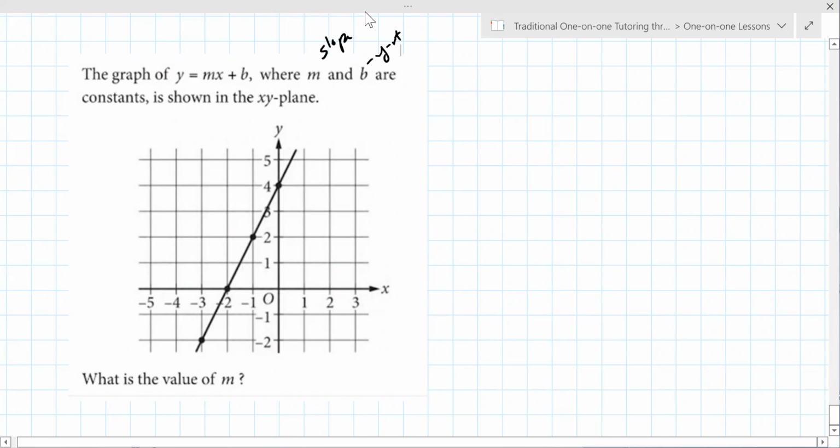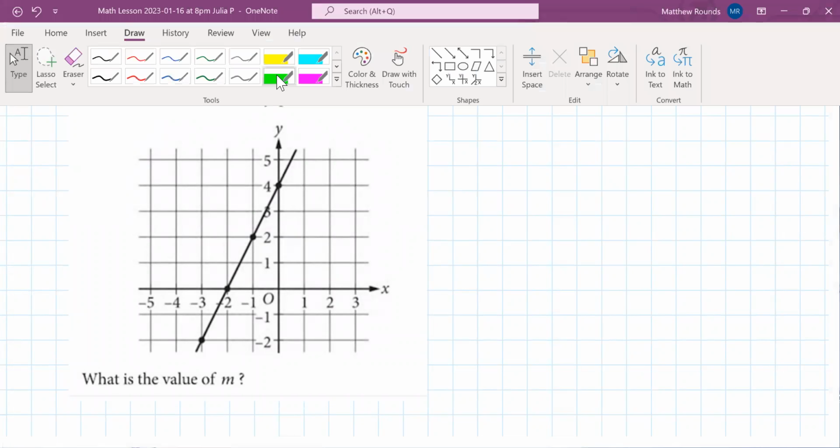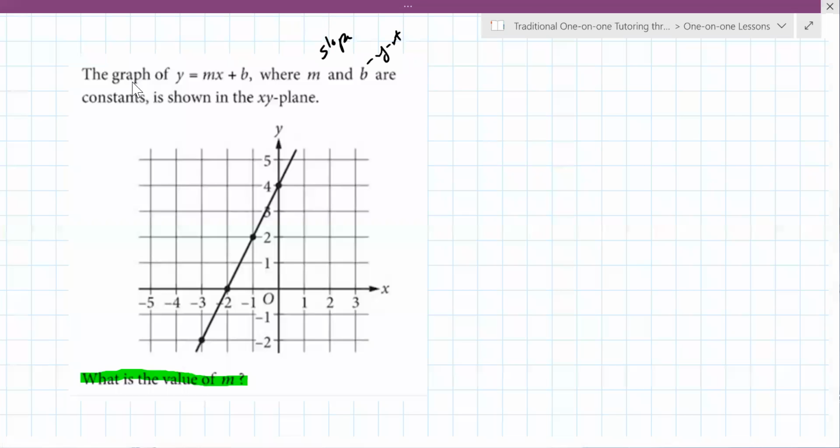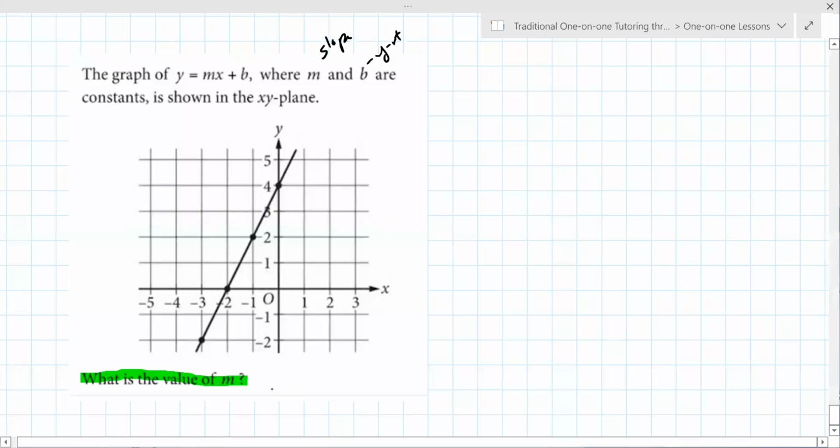What is the question? And that's why I always say to start with the question first, the thing that it's asking for, the call to action. What does it want? The value of m. Or the slope?